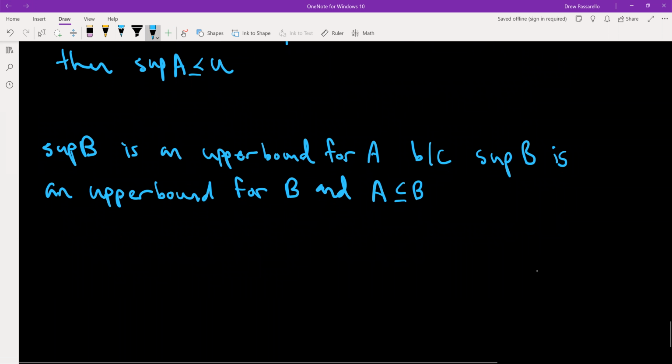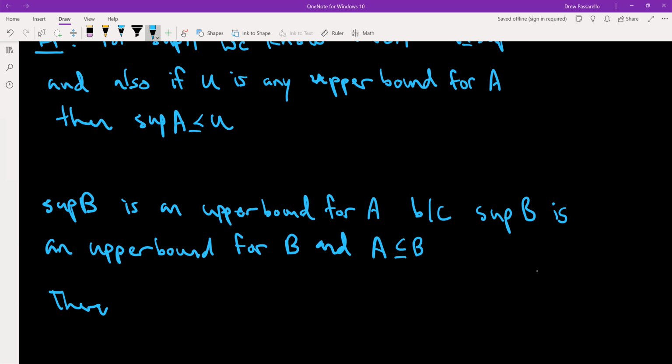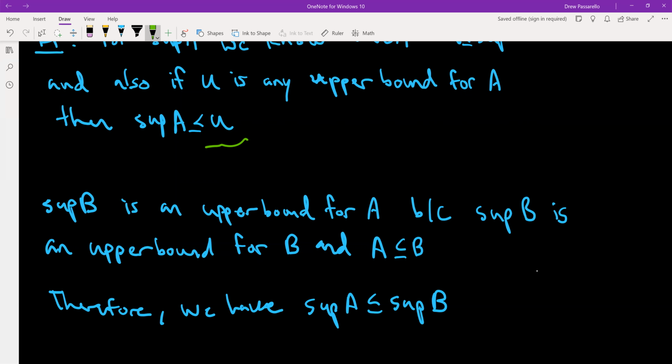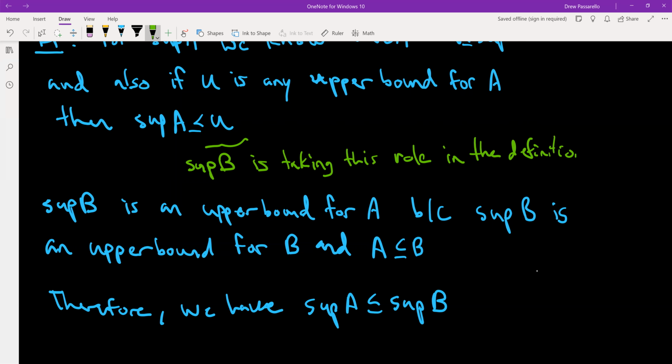So therefore, since the sup of B is an upper bound for A, then we have sup of A less than or equal to sup of B. All right, because our sup of B is taking the role of U in this definition of supremum. And that's pretty much it. That completes the proof.